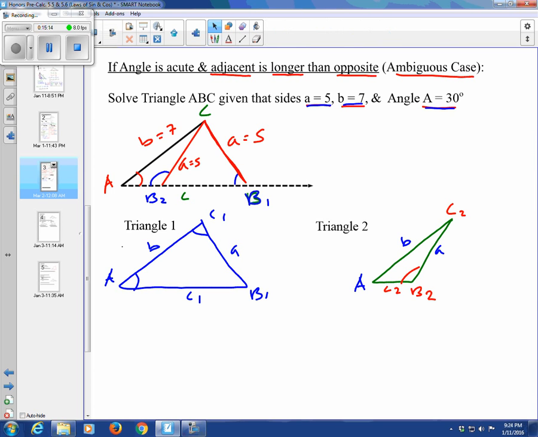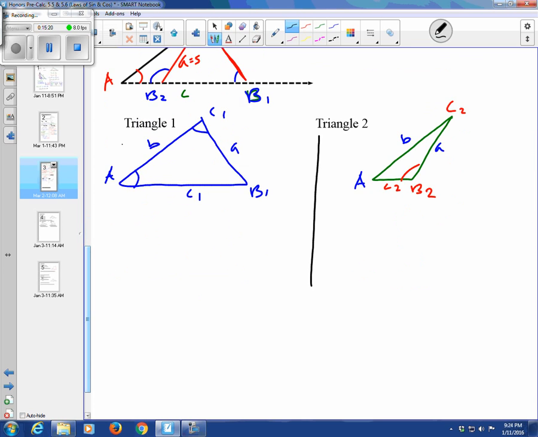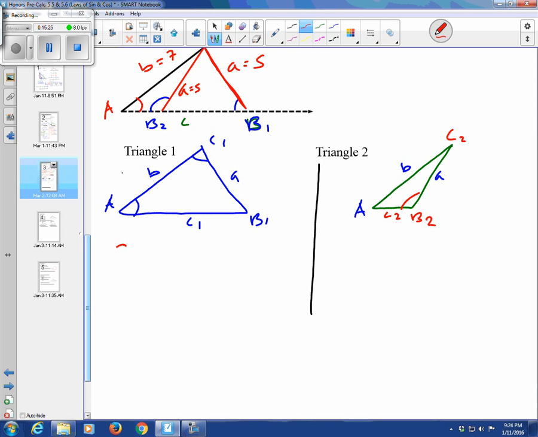Now if we look at these two triangles, when we set up our ratio, basically what we're going to see is sine of our angle 30 degrees over our side of length 5 equal to sine of angle B over our side of 7. Now what we're going to do is, of course, multiply by 7 on both sides and then take inverse sine of both sides to get our angle B. Now, which angle B is it going to be? Is it going to be B1 or B2?